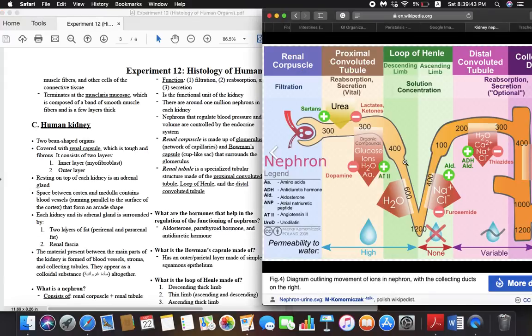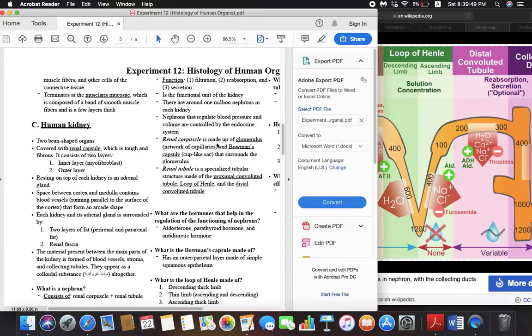So this thing right here, this whole structure, we have almost 1 million of in each kidney. The function of nephrons is to regulate blood pressure and volume. Or excuse me, the nephrons that regulate blood pressure and volume are controlled by the endocrine system. So now we're going to discuss the parts of the nephron, which are the corpuscle and tubule.